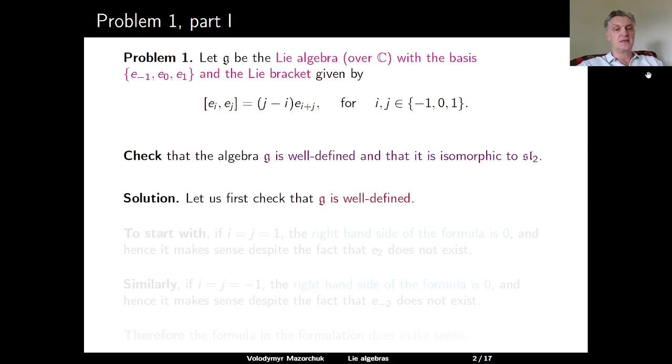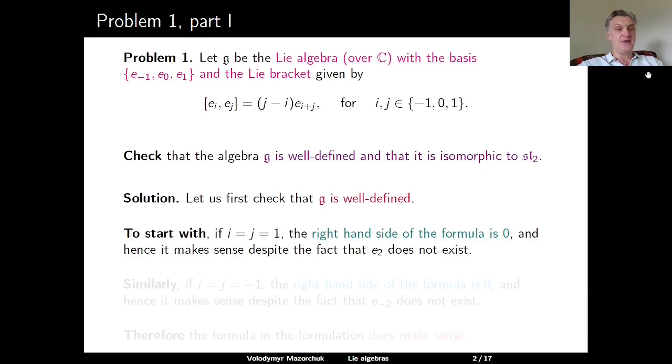Solution. Let us first check that this algebra is well defined. To start with, let us check that the formula in the formulation of the problem makes sense. For this, note that if i is equal to j and is equal to 1, then the right-hand side of this formula is equal to 0 because of the factor j minus i. And so this right-hand side makes sense, despite the fact that e_{1+1}, which is e_2, does not exist. So the right-hand side in this case is interpreted as 0.